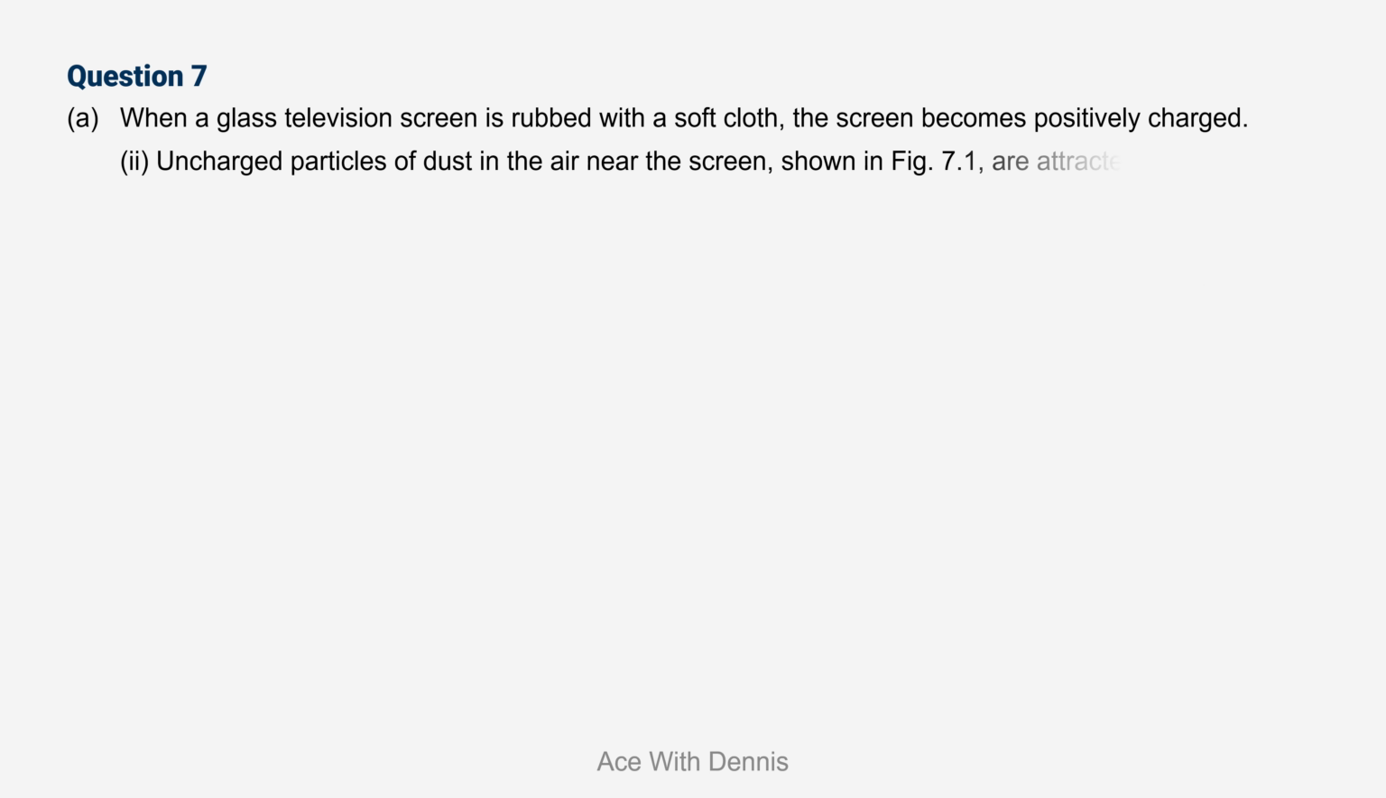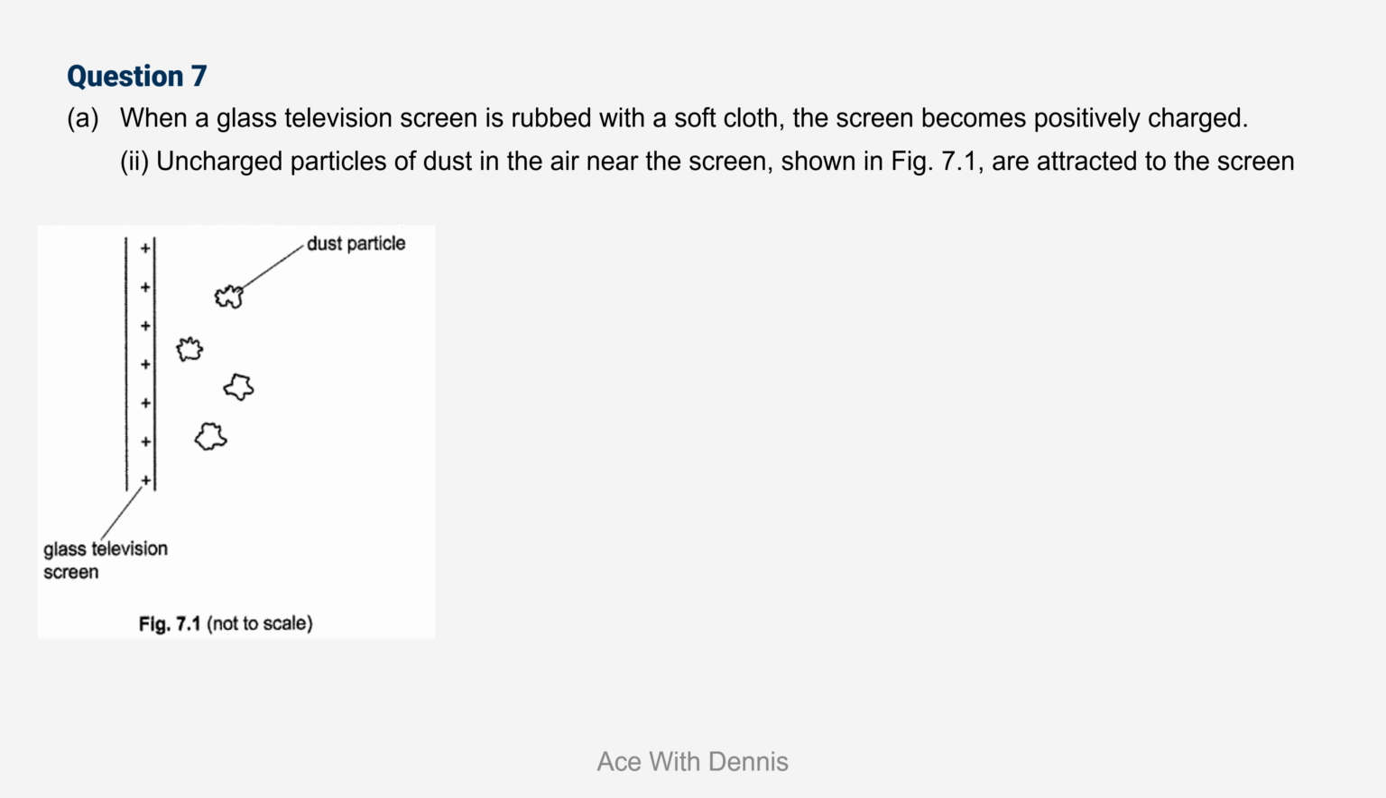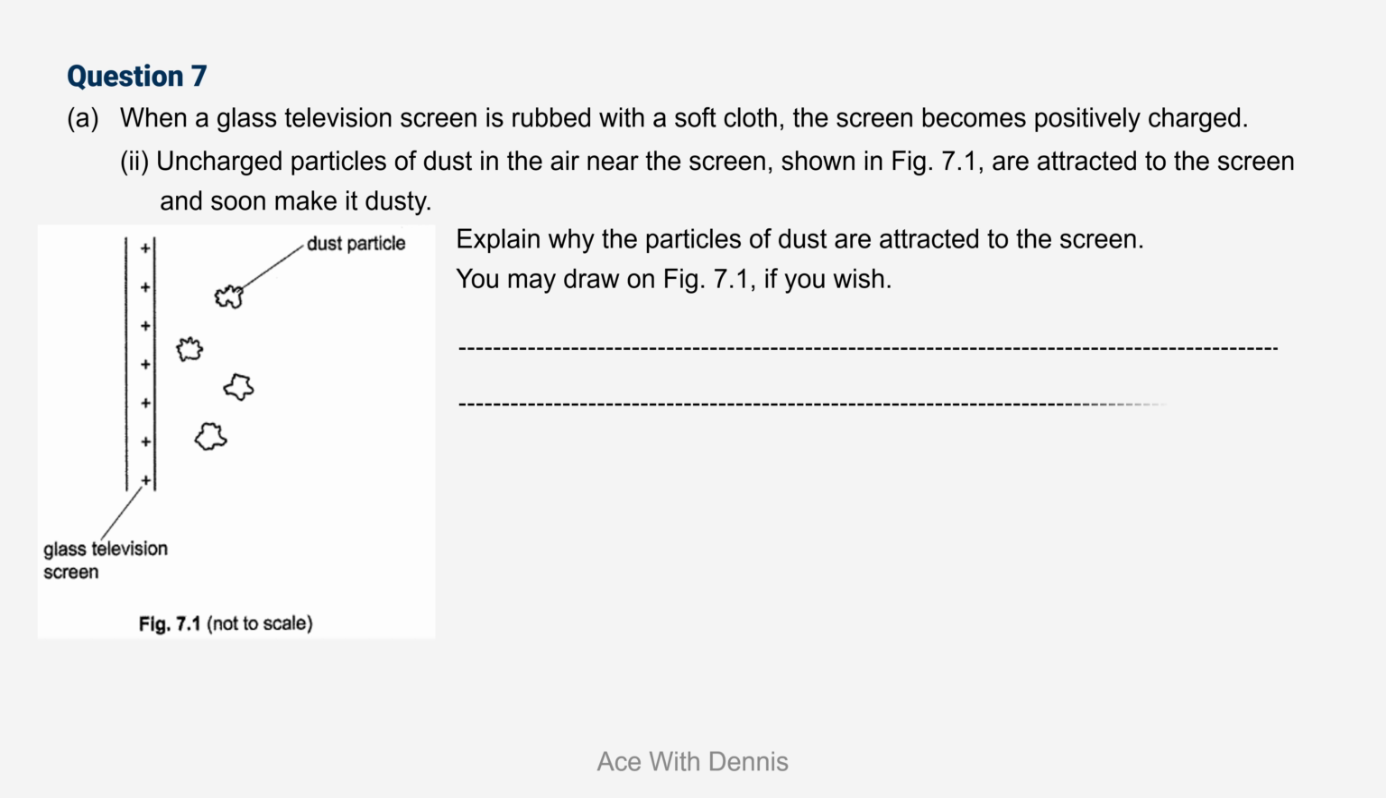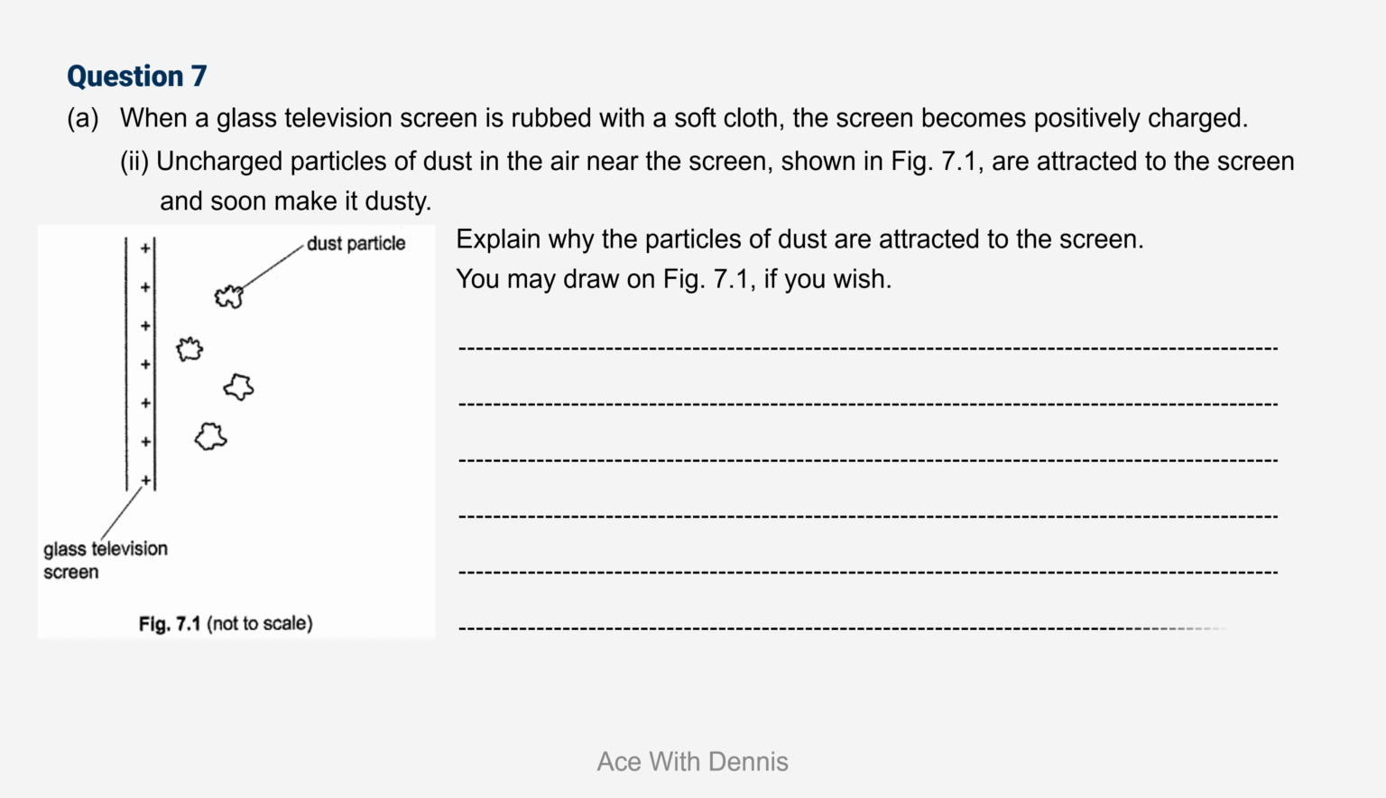2. Uncharged particles of dust in the air near the screen, shown in figure 7.1, are attracted to the screen and soon make it dusty. Explain why the particles of dust are attracted to the screen. You may draw on figure 7.1 if you wish. 3 marks. Now, what do we need to draw on figure 7.1? Yes, we need to draw the charges on the dust particle.